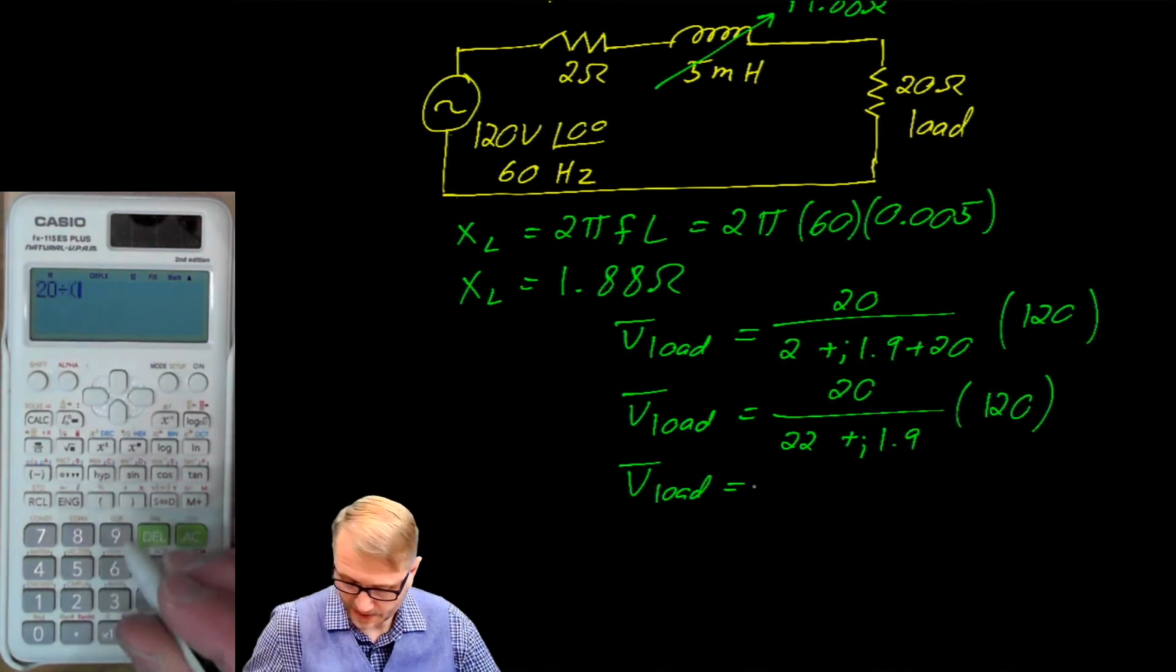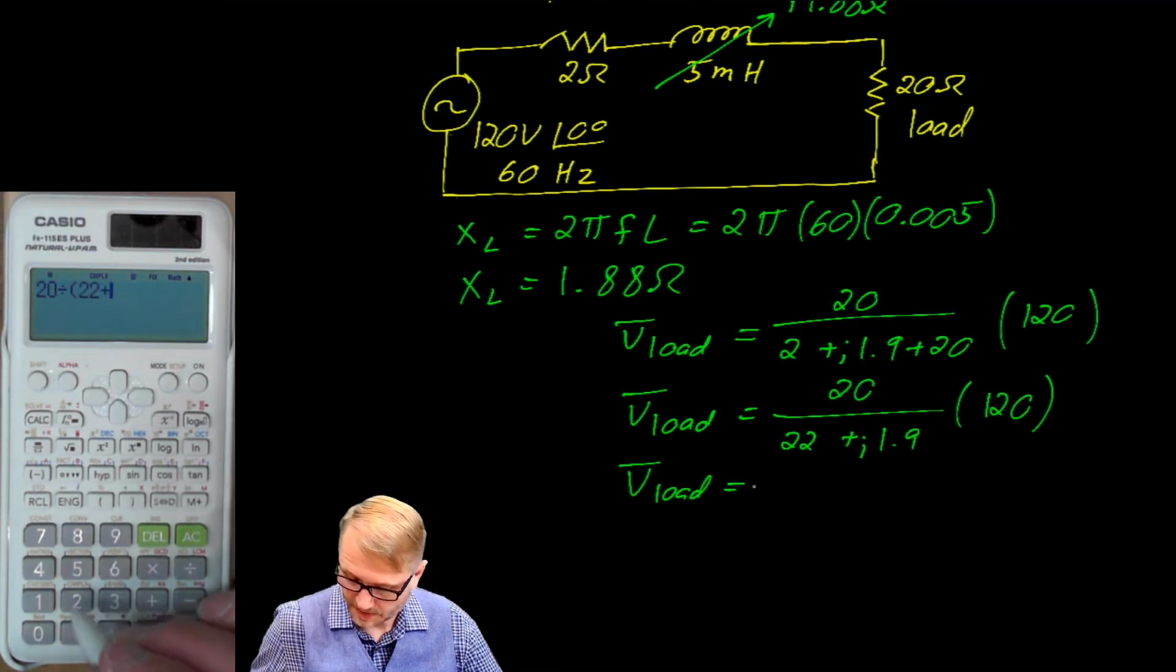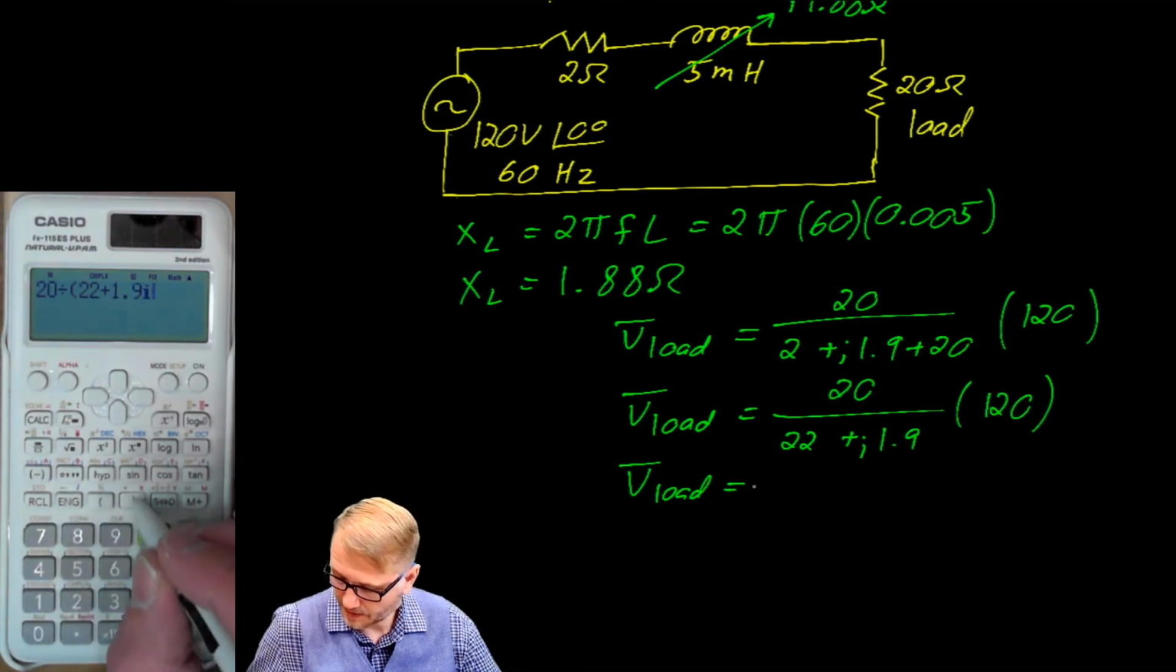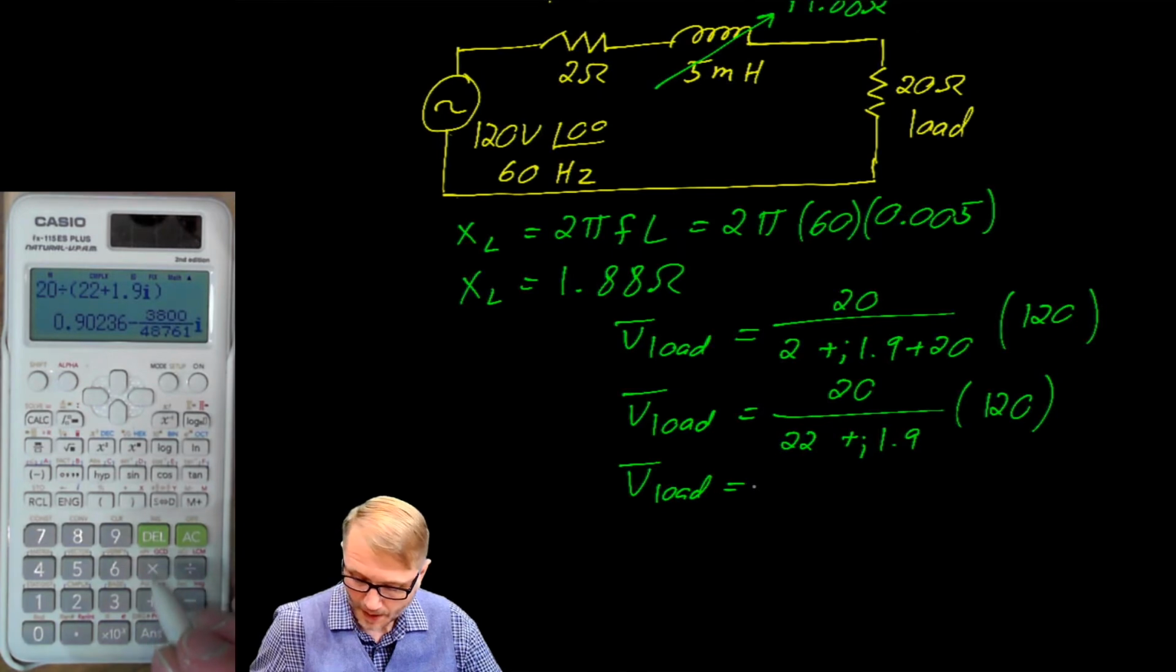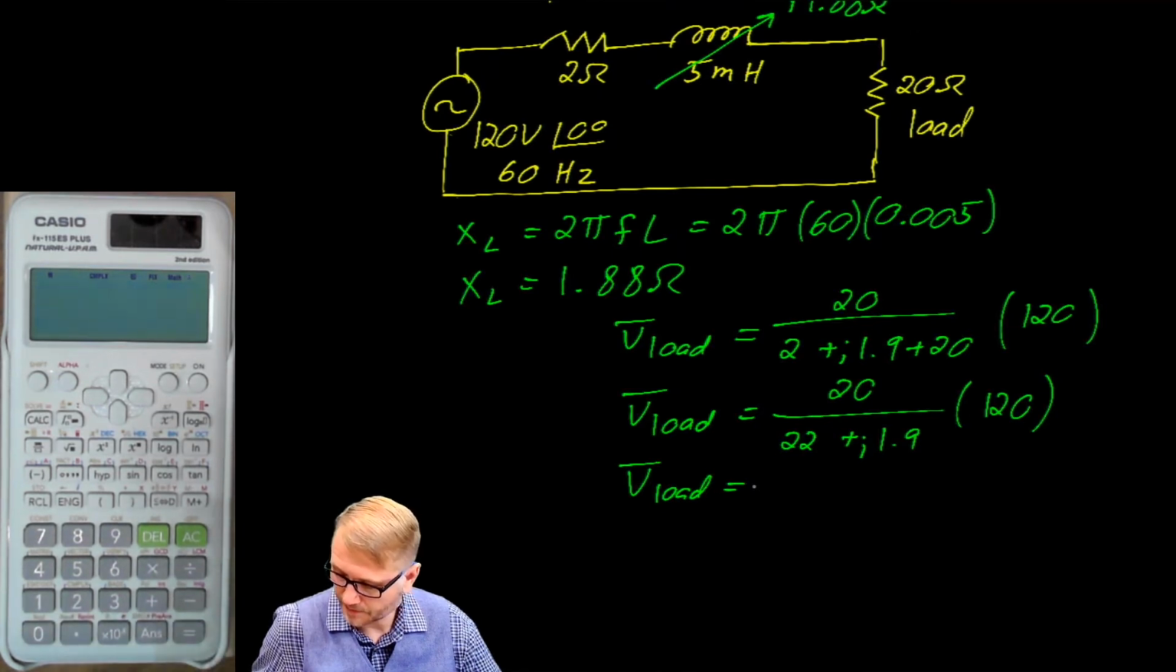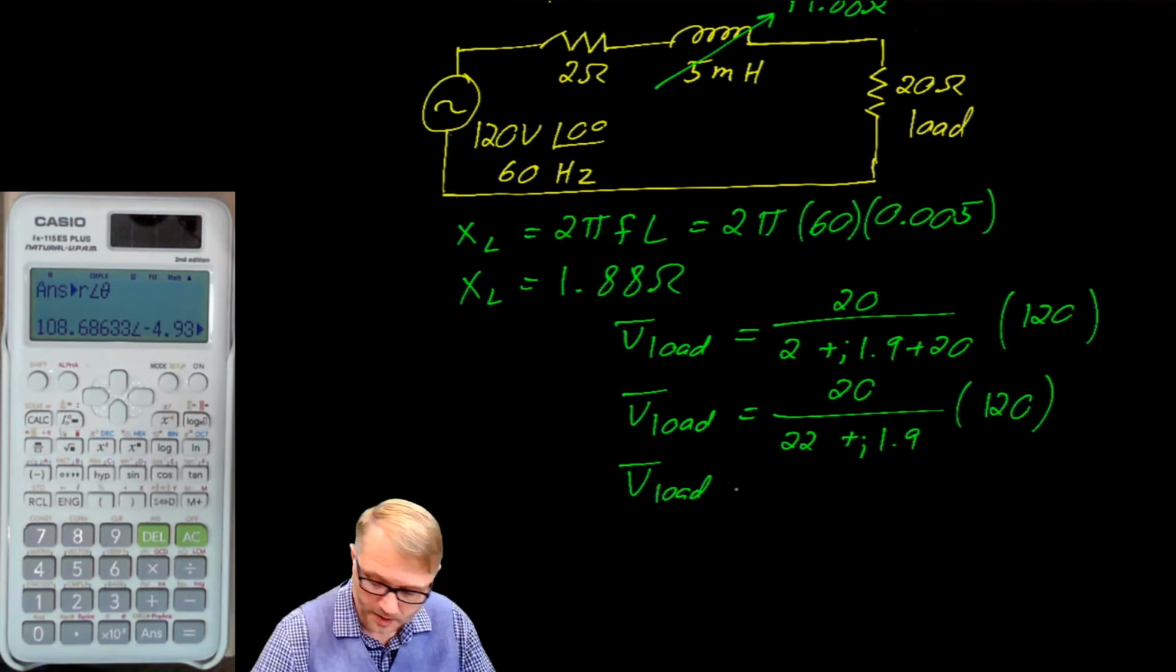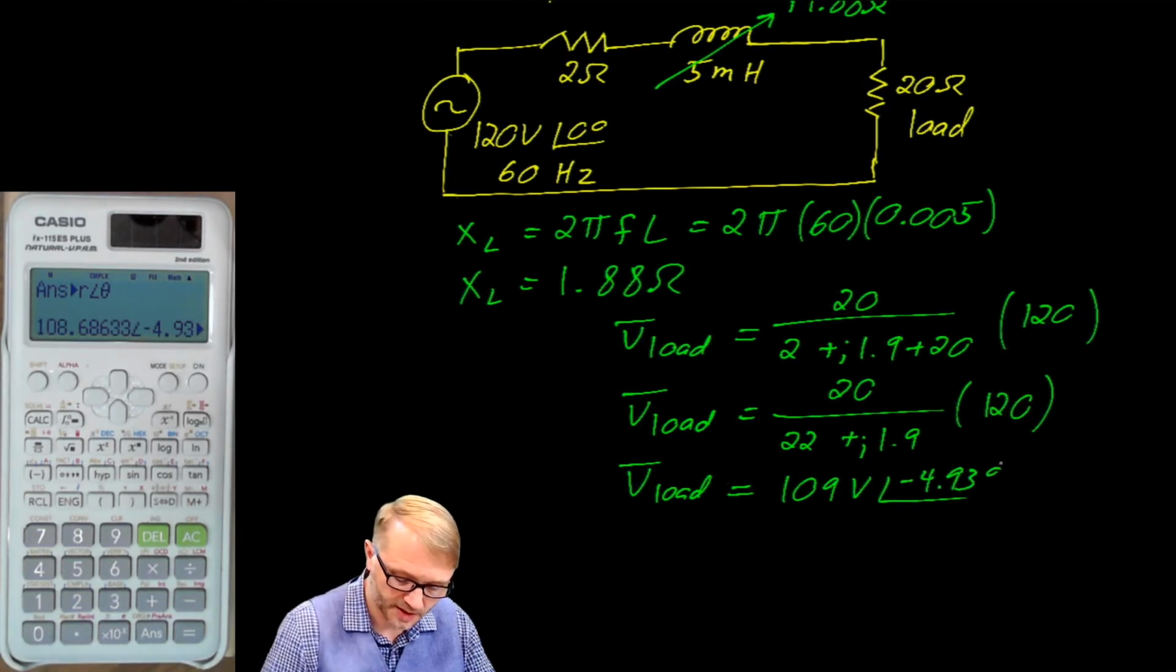20 divided by (22 + 1.9j) close, equals, times 120. And we're going to put that into the polar form because that's what your voltmeter is going to read, which gives us 109 volts at a phase angle of negative 4.93 degrees.